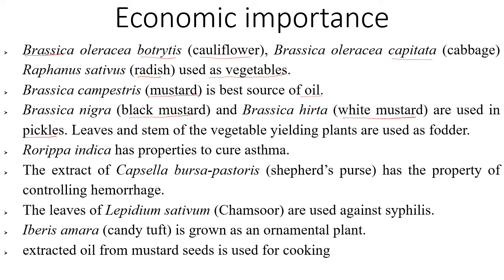Leaves and stems of vegetable-yielding plants can also be used as fodder. Rorippa indica has properties to cure asthma, so it is used as a medicinal plant. The extract of Capsella bursa-pastoris has the properties to control hemorrhage. The leaves of Lepidium sativum are used against skin diseases like syphilis. Iberis amara, that is candytuft, is grown as an ornamental plant, and oil extracted from mustard seed is used for cooking. So these are some of the economically important plants from family Brassicaceae.